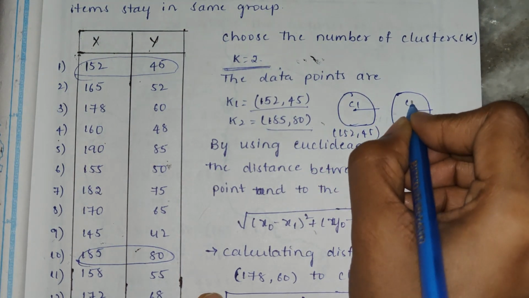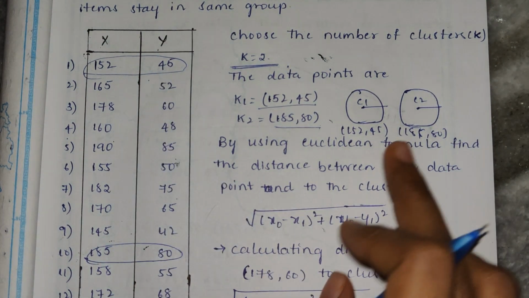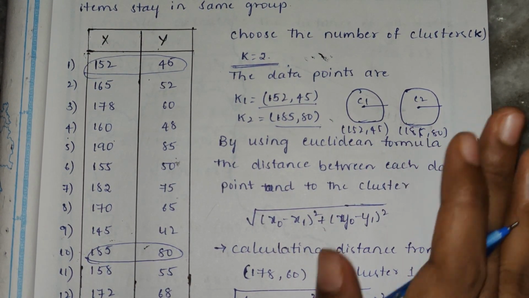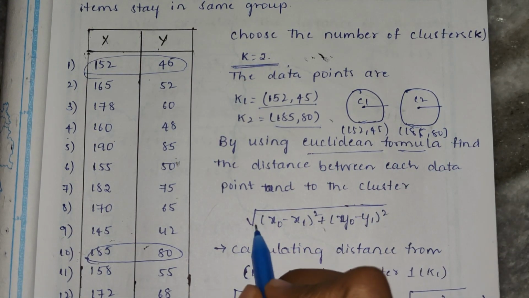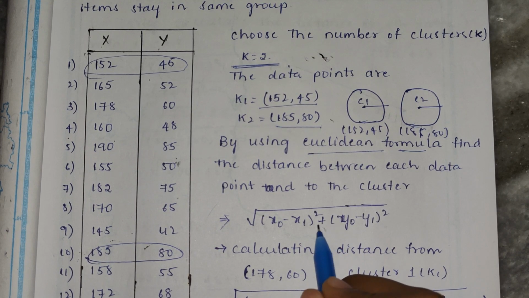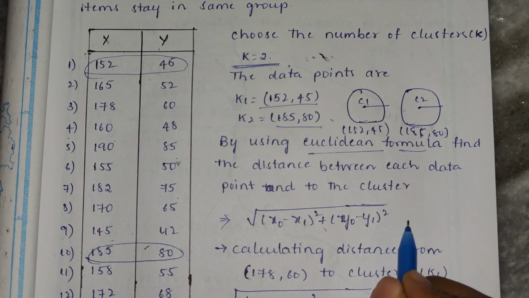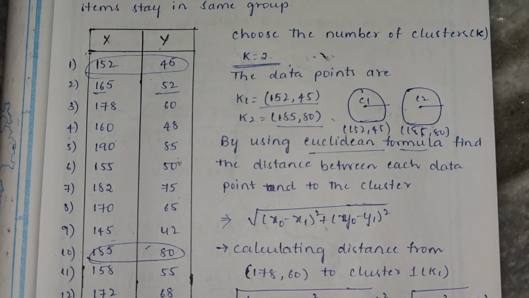This is cluster 1, this is cluster 2. Now we should group all these points into this cluster or this cluster. Understood? By using which formula? By using Euclidean's formula. Euclidean's formula is this: root of (x0 minus x1) whole square plus (y0 minus y1) whole square. First of all, let us take this point 165, 52.